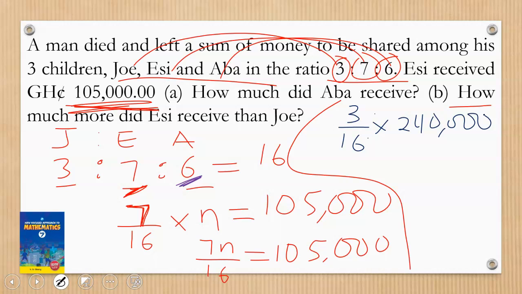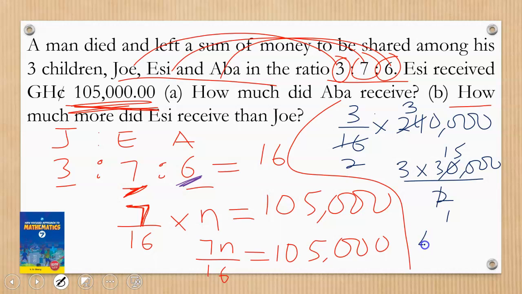So here we can say 8 can divide here as 2 and 8 can divide here as 3. So once again, we have 3 times 30,000 divided by 2. And 2 can divide itself 1 and divide 30 as 15. So we have 15 times 3, which is 45. Then we attach our 3 zeros. So Joe received the least, which is 45,000.